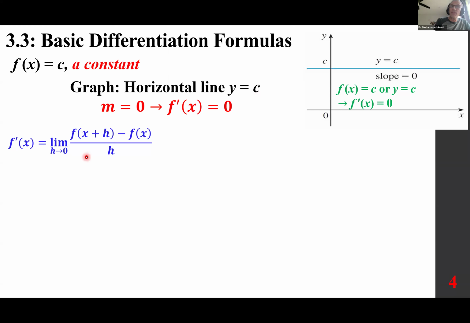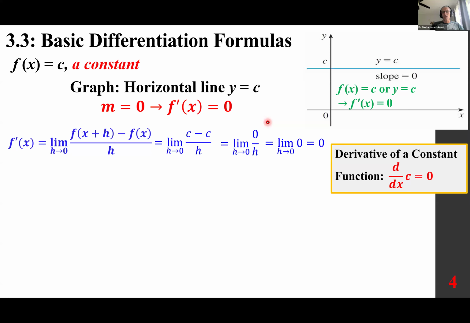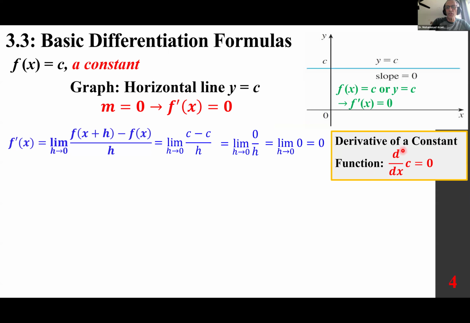From the point of view of the definition, because we want to prove that, if f of x is c and it's independent of x, then f of x plus h, or f of anything, is c. C minus c is 0. Bear in mind, we are taking the limit of this expression as h approaches 0. H is not 0, it's getting close to 0, whereas the numerator is 0. Therefore, the answer is 0. So derivative of a constant function, d dx of c, equals 0.